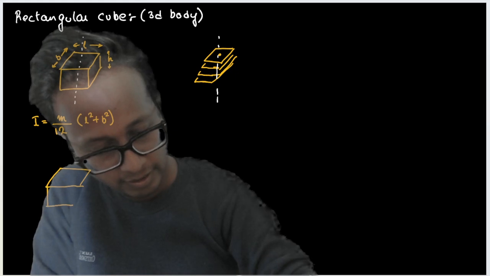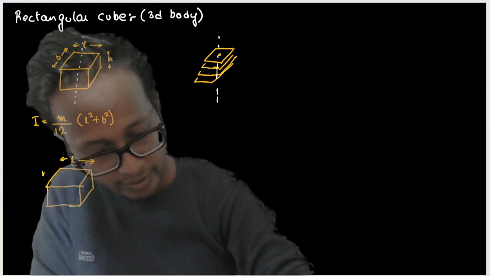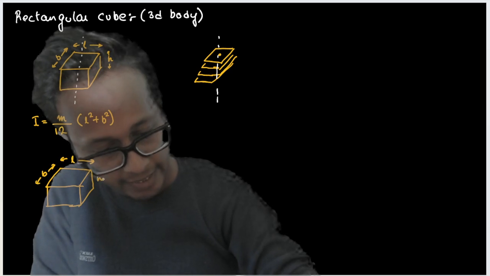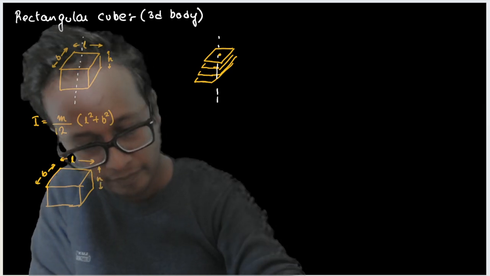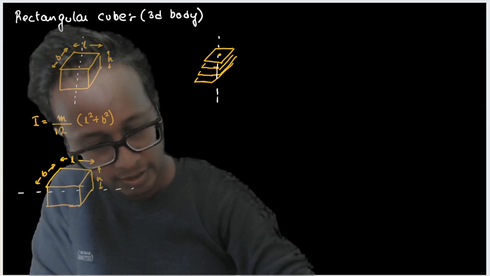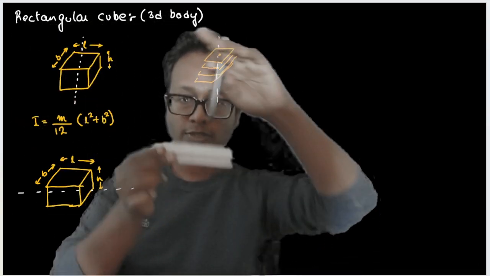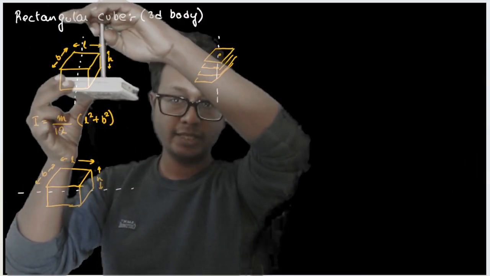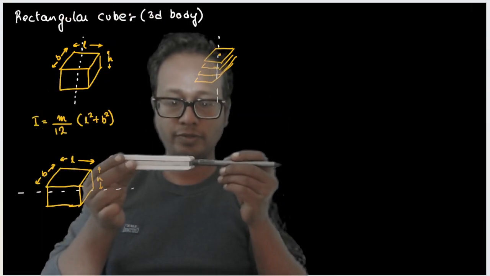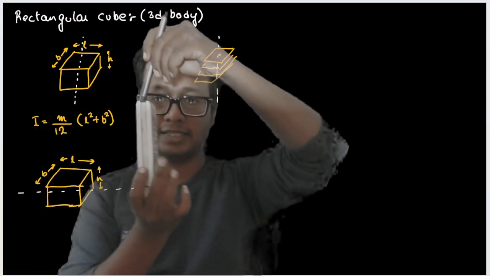Similarly, what is the moment of inertia of the same rectangular cube of length L, breadth B, and height H about this point? That means now the axis is passing through this point. Initially the axis was passing through this point. This was the first thing. Now the axis is passing through this point. If you tilt it like this, it becomes another rectangular cube.